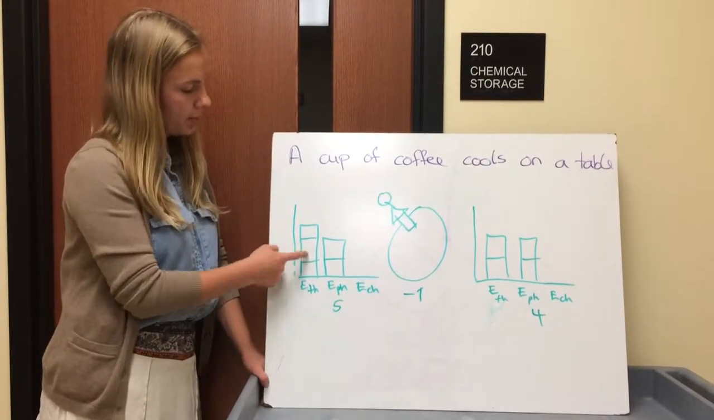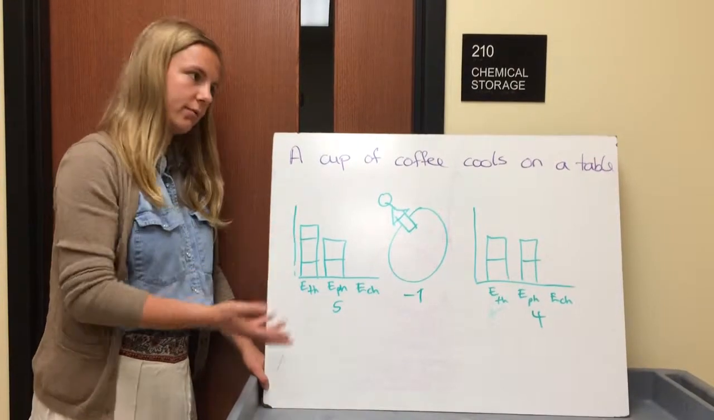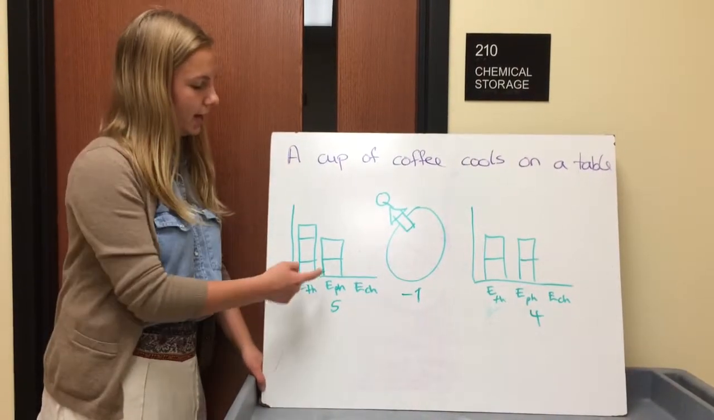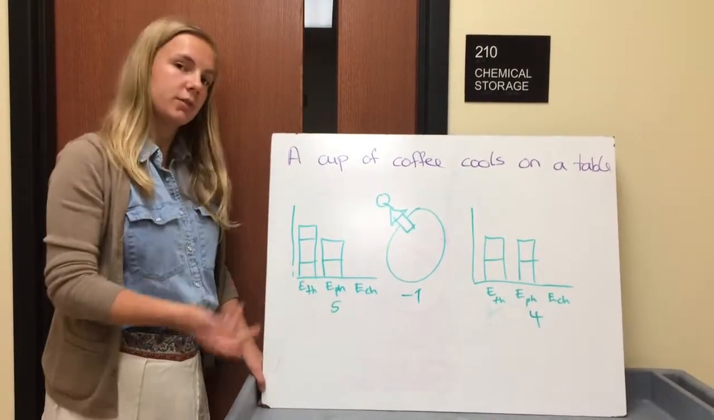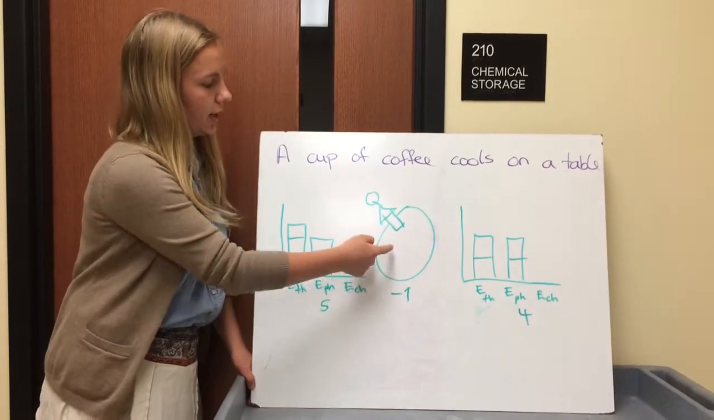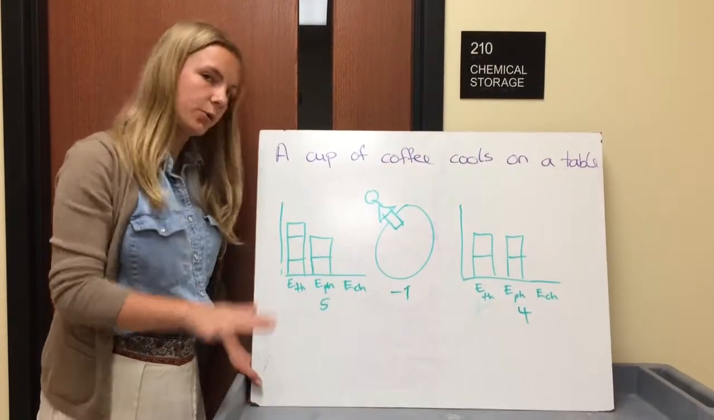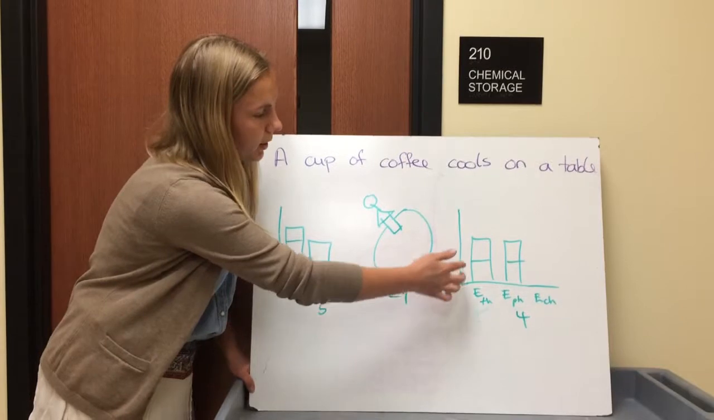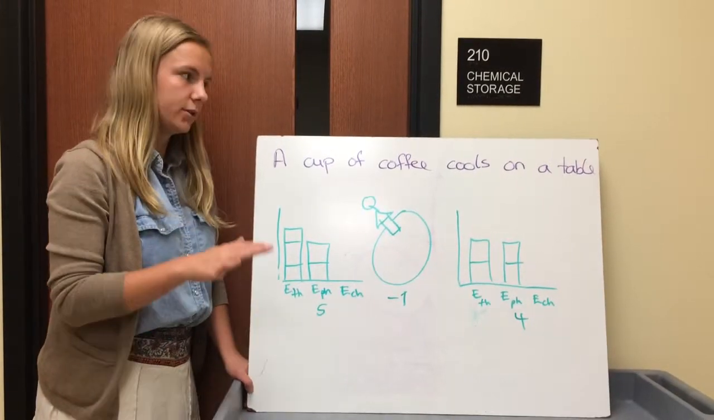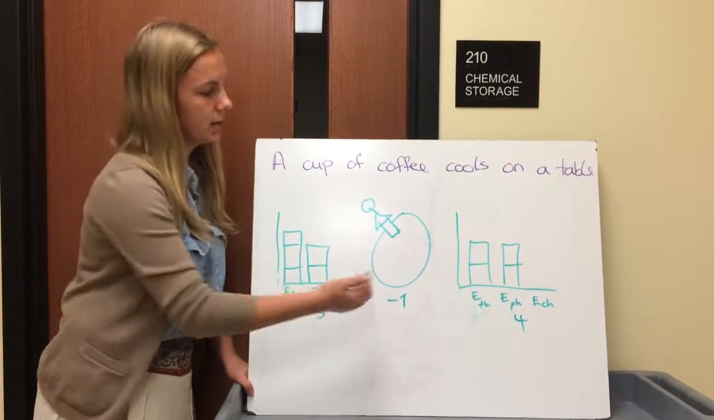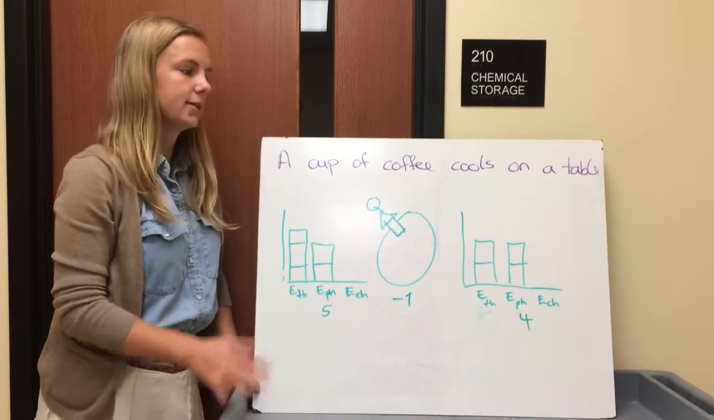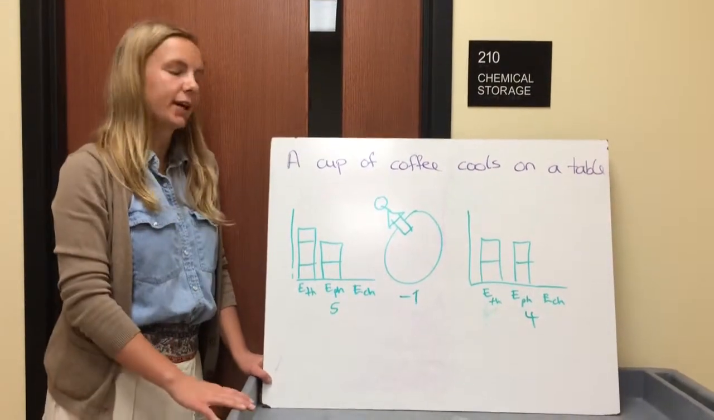So I started out with 3 bars in the thermal account because the coffee was obviously hot, and 2 bars in the phase energy because it's a liquid. And here I show that energy is leaving the system because it cools down. And over here I have 2 bars in the thermal account because now the coffee is cooler, and still 2 bars in the phase account because it's still a liquid. It didn't turn into a solid or a gas.